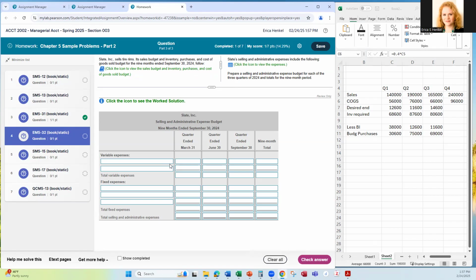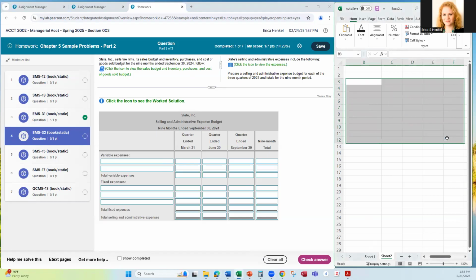Next, I'm going to look at a selling and administrative expense budget because this will help with an income statement budget also. So we have Slate Incorporated, and they are selling tire rims. Their sales budget and inventory purchases and cost of goods sold are as follows here.